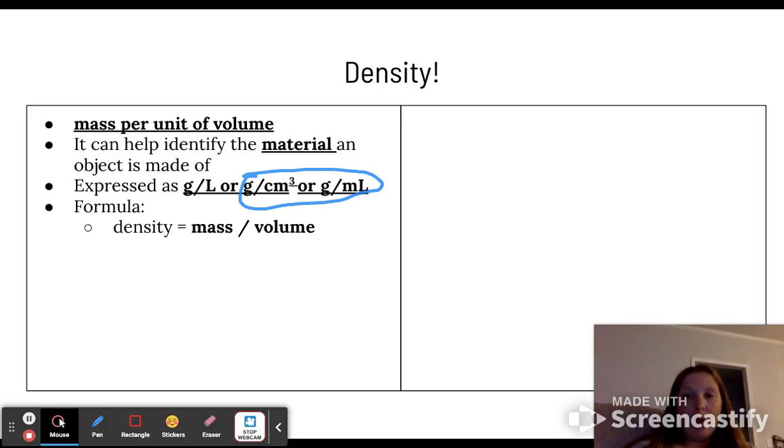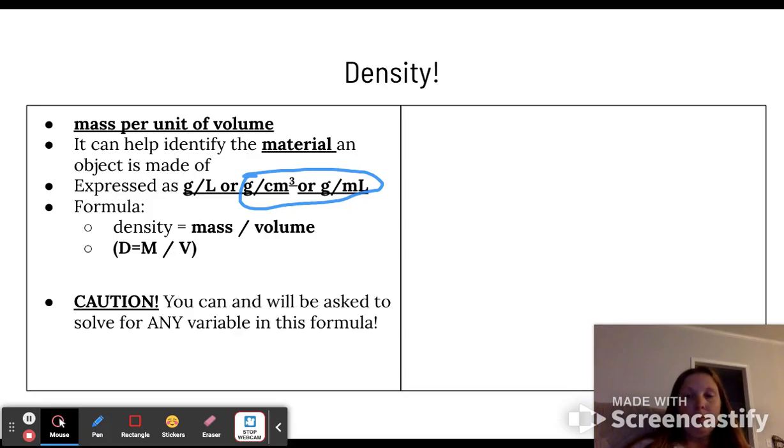And your formula is mass divided by volume, which is why we've got grams on top and some sort of volume measurement on the bottom. This is how you would see it on a sheet. Be aware though, you will be asked on your mastery check to solve for any variable in this formula. So you could solve for density, mass, or volume, and you may have to rewrite the formula to solve for one of the other ones.